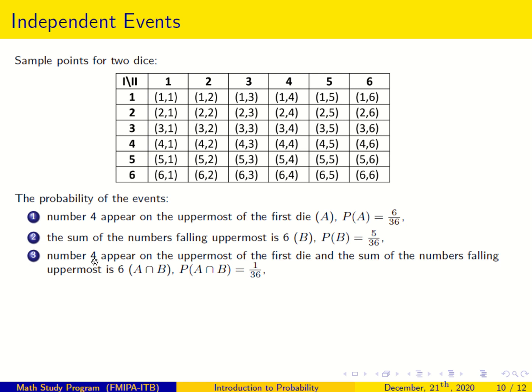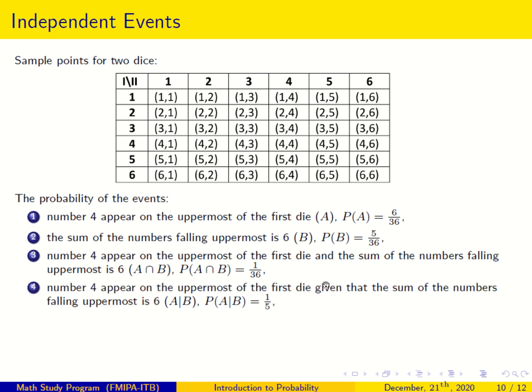So it must be in this, but it must be in this also. So the intersection is given by 4, 2. So this is 1 out of 36. So I have 1 over 36.